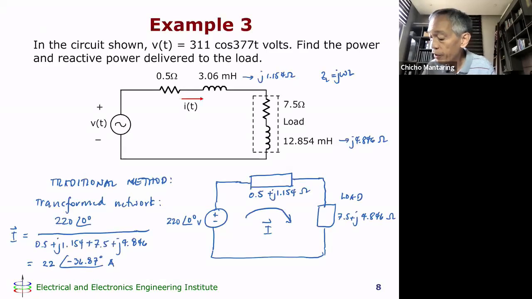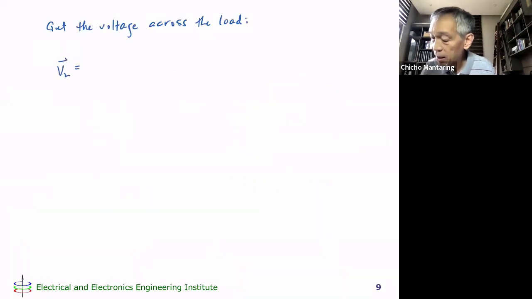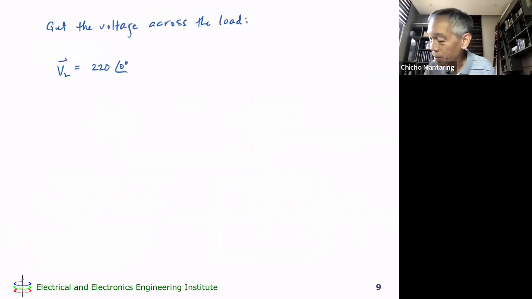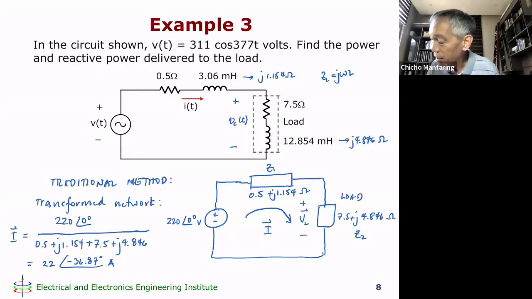So the suggestion is voltage division. Let's say this is V sub L, plus or minus V sub L. Actually here, this should be small v sub L of t. So by voltage division, V sub L is equal to 220 at an angle of 0 degrees multiplied by, let's just call this Z1 and Z2, Z2 all over Z1 plus Z2. Okay? You already know what Z1 is here, and what Z2 is here.